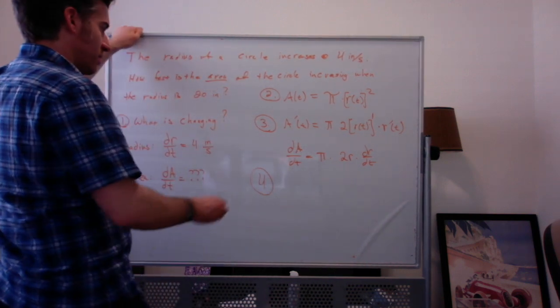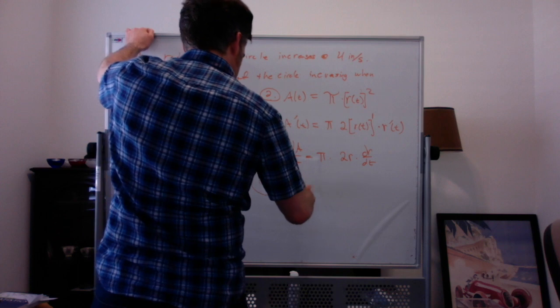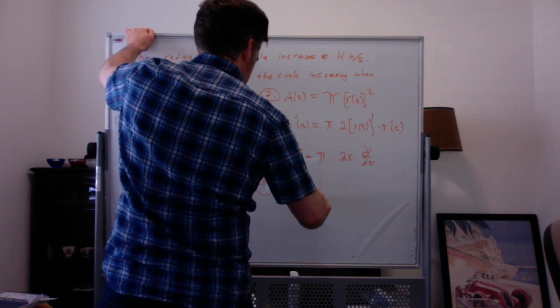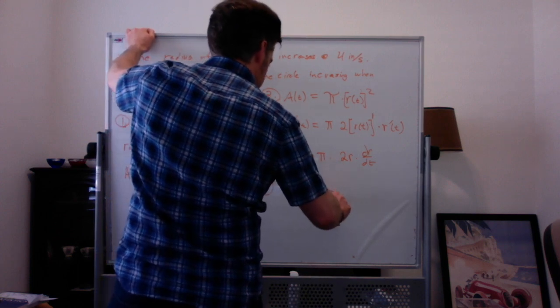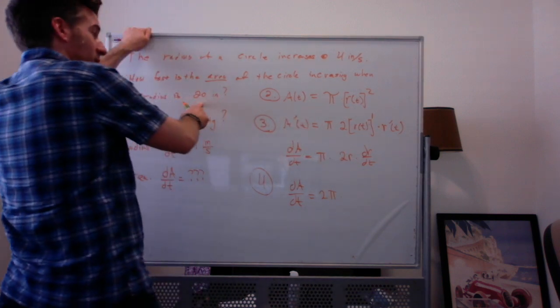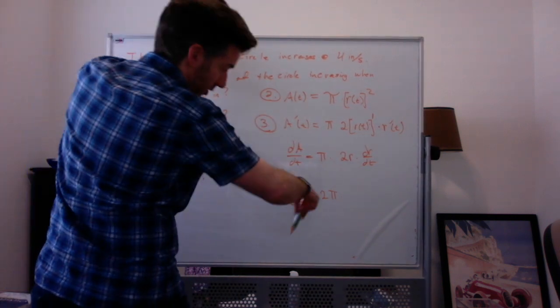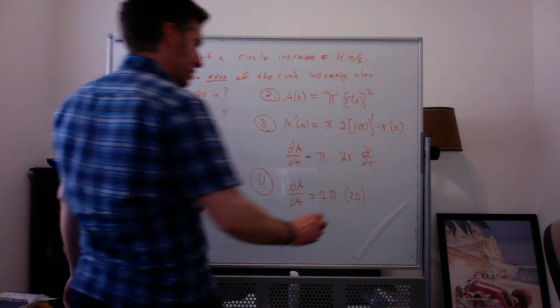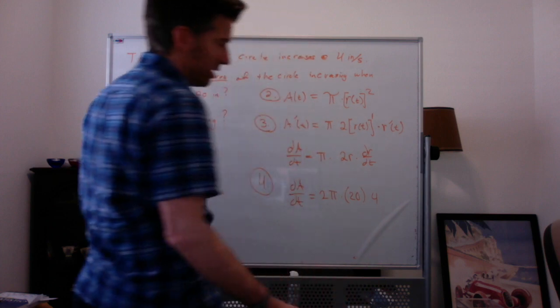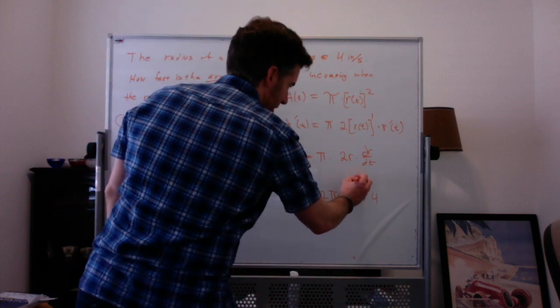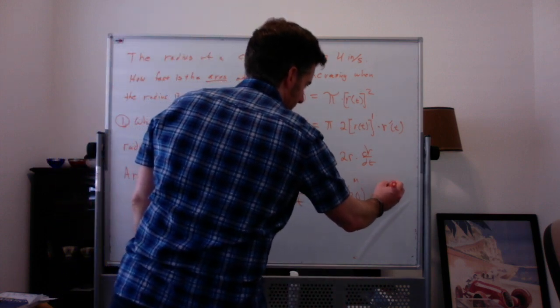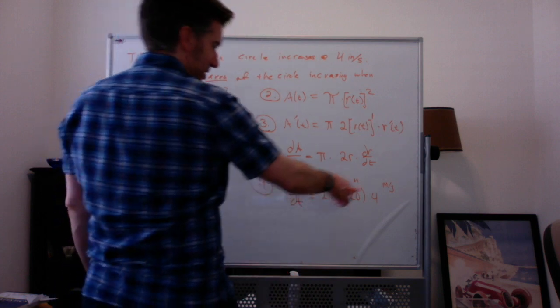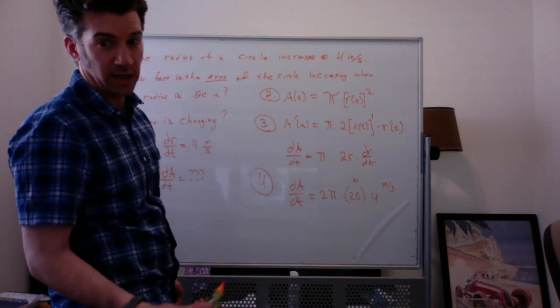So if I plug in, I know that I'm trying to find dA dt. I've got pi times 2, or 2 pi. I know that the radius is 20 inches because we're asking how fast is the area increasing when the radius is 20 inches. And we know that dr dt is 4 inches per second. Now, I don't usually write the units, but if I do, I can see it's going to work out. That's 20 inches, that's 4 inches per second. When I multiply them together, I get inches squared per second.